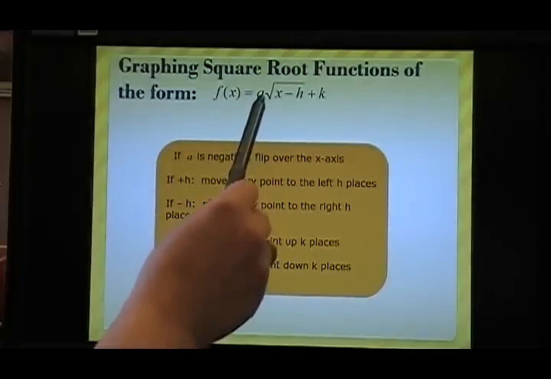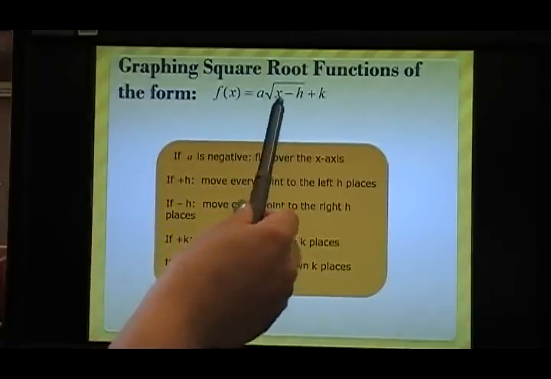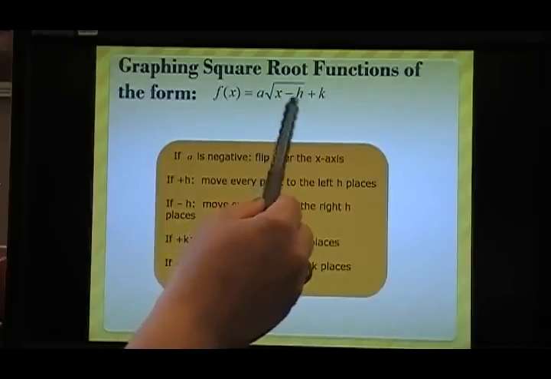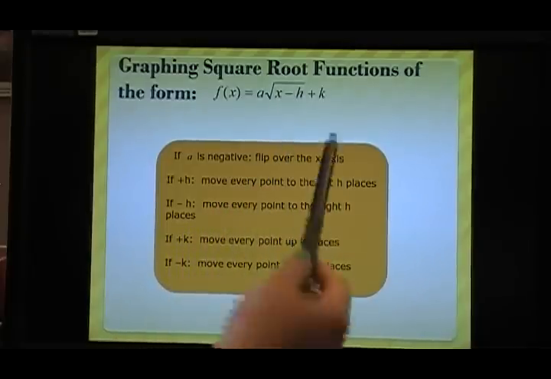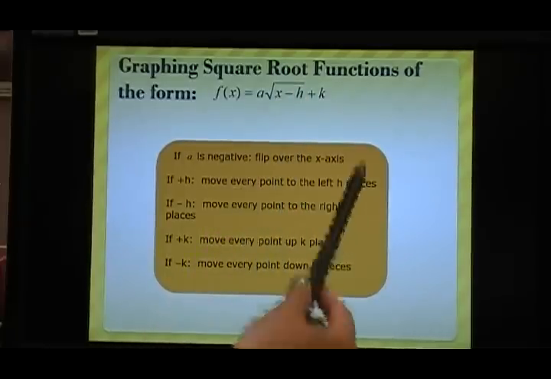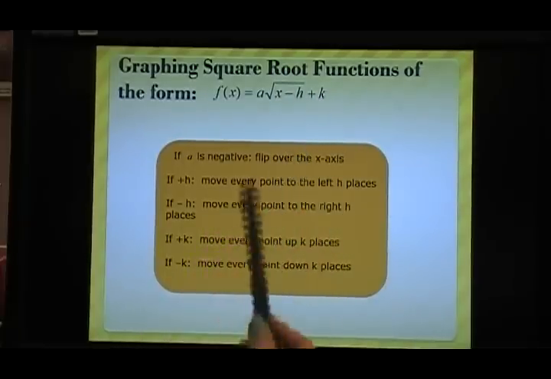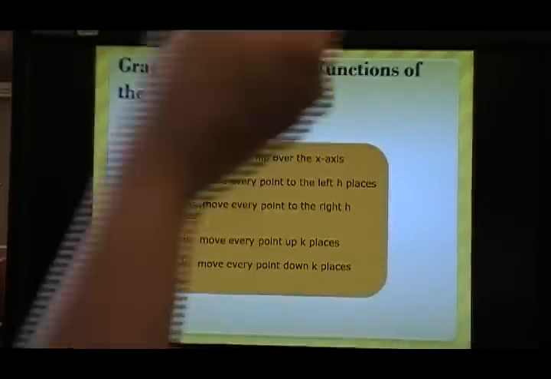If this is a negative number, you're going to flip it over the x-axis. If you have minus a number inside with the x, you're going to move it to the right, h places. If it's plus h, plus some number, you're going to move it to the left. If you have plus k, you'll move it up. If you have minus some number, you're going to be moving it down.